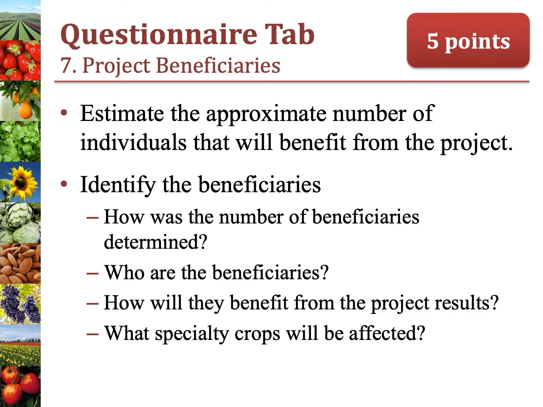Note that beneficiaries identified should be direct or primary beneficiaries of the project results. This typically does not include secondary beneficiaries such as employees of the applicant organization or all the farmers in California. Also, keep in mind that projects directly benefiting a single individual or organization are not allowable. It is expected that projects will benefit some segment of the specialty crop industry. And lastly, if possible, identify the specific specialty crops that will be affected. This question is worth 5 points.